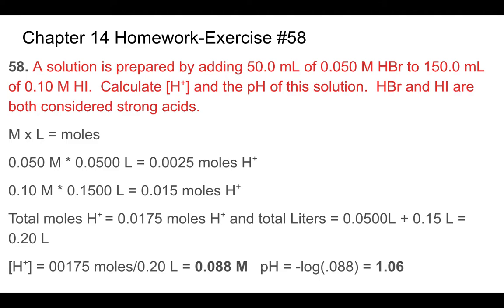58. The solution is prepared by adding 50 milliliters of 0.050 molar HBr to 150 milliliters of 0.1 molar HI. Calculate the H plus and pH of this solution. Now, normally I'd look at this and say, okay, which acid is stronger? That's the one that's going to dominate the pH. In this case, they're both strong, so they both should be considered fully ionized.